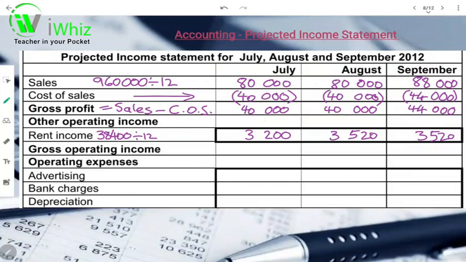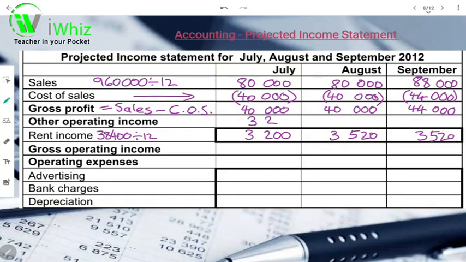Now that we've been through your sales, cost of sales, gross profit, and rent income, we're going to move on to your other operating income, your gross operating income, and your expenses. So remember, your other operating income would be a total of all additional income. However, we only have rent income. So your total other operating income will be exactly just your rent income amount.